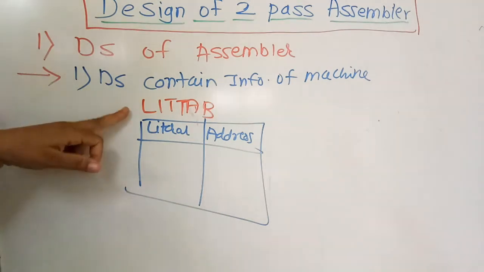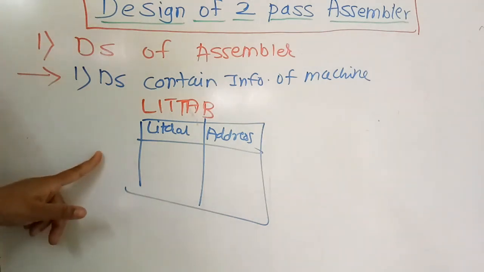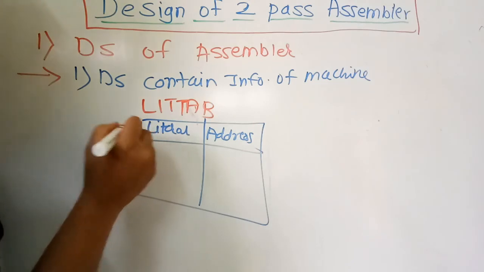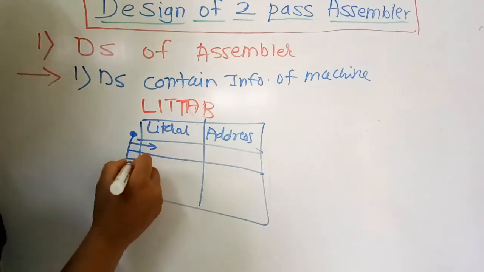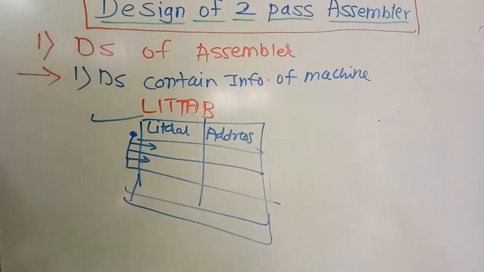It also contains a pointer known as the literal table pointer. It is nothing but the pointer of the literal table. It is used to keep track of entries of the literal table. Means, for example, it starts from here, it will fill the first part, then it will fill the next part, and so on. It will keep track of the table entries.